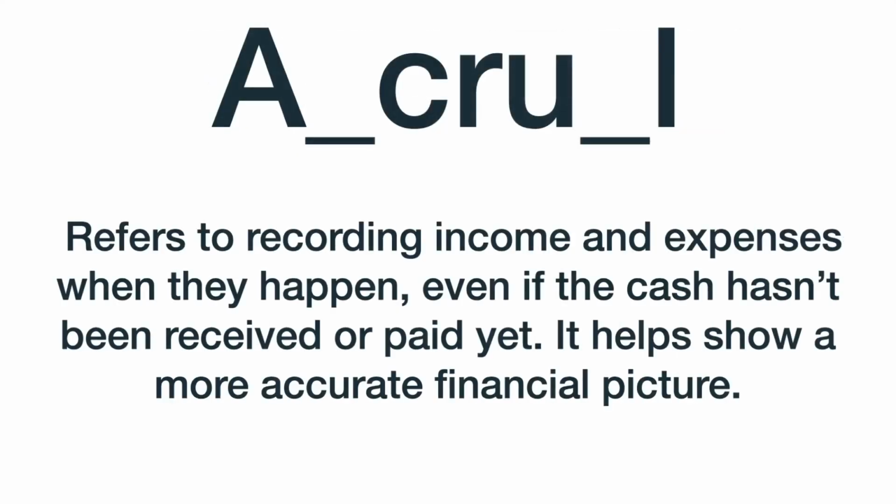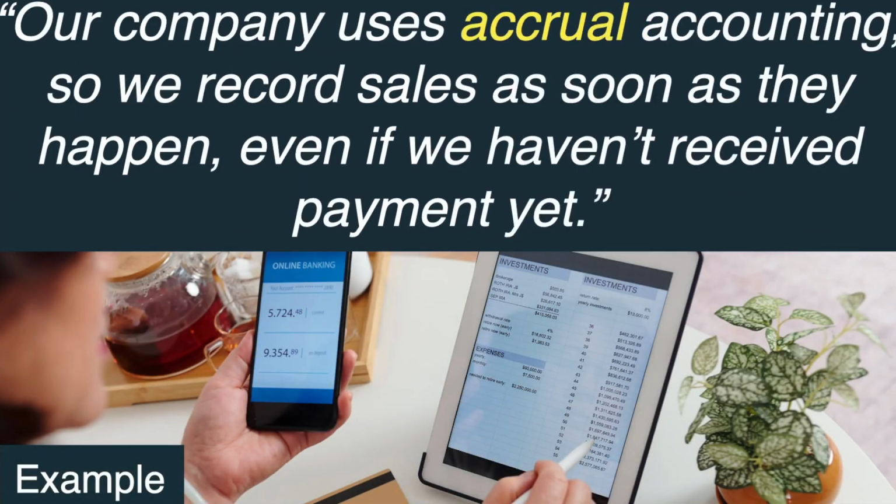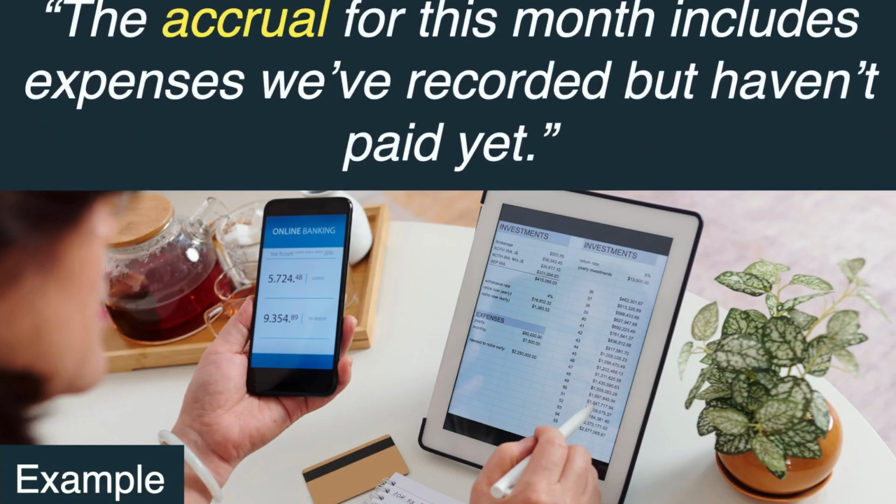Our next word, meaning: it refers to recording income and expenses when they happen, even if the cash hasn't been received or paid yet. It helps show a more accurate financial picture. Have you guessed the word? And the word is accrual. Our company uses accrual accounting, so we record sales as soon as they happen, even if we haven't received payment yet. The accrual for this month includes expenses we've recorded but haven't paid yet.